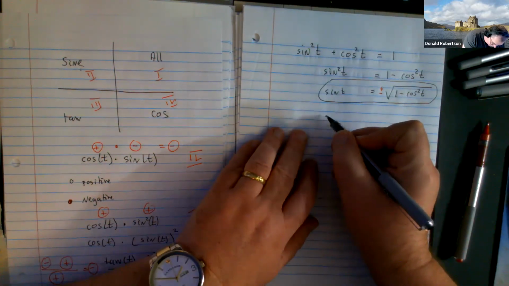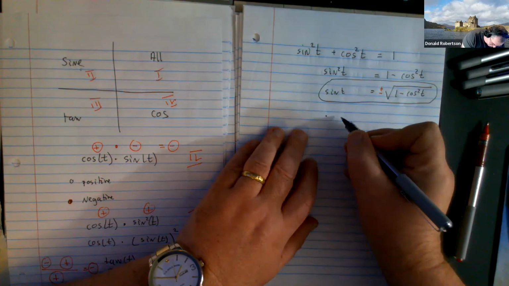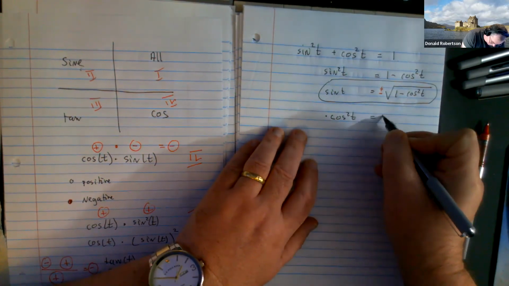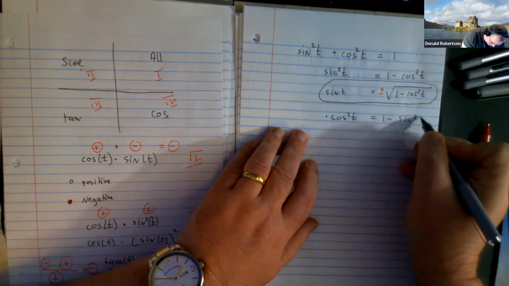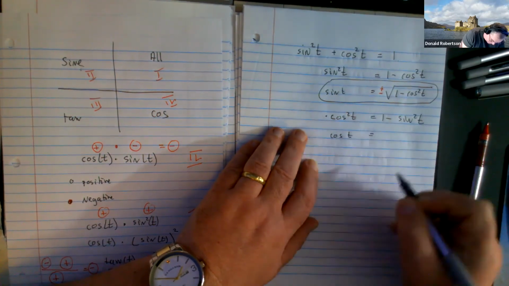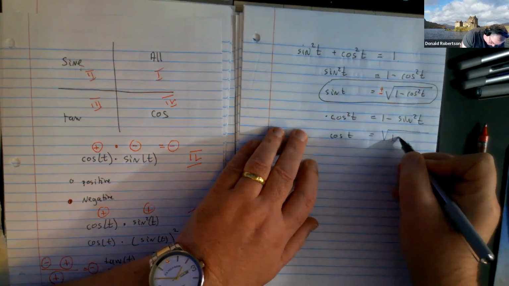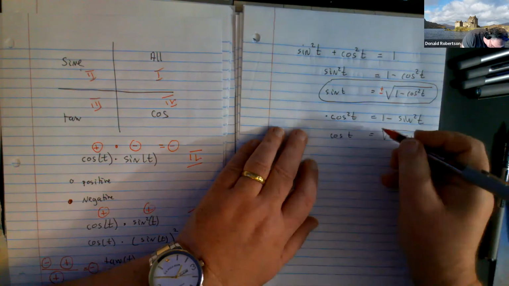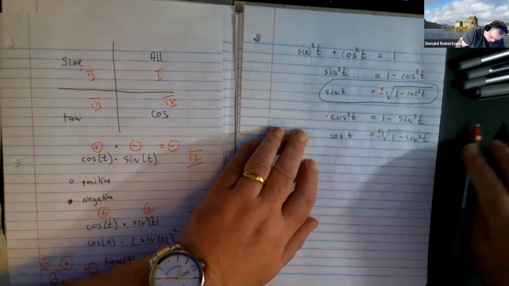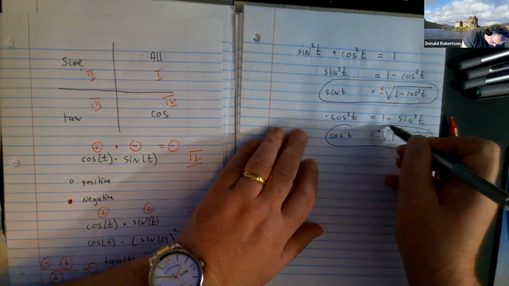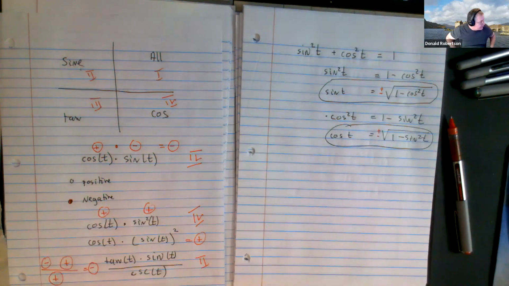Now, if you take the same line, but this time you subtract sine squared from both sides, and then you take the square root of both sides, you get that with the same plus minus situation. So far, so good. Okay.